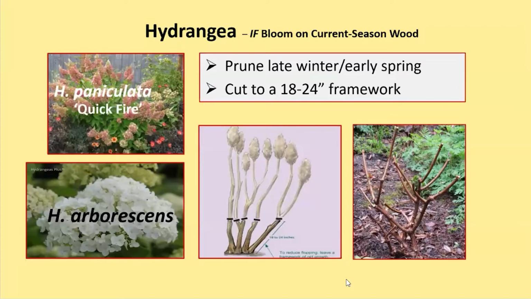And the general recommendation is you prune to a framework, like in this illustration. The picture on the right is my hydrangea paniculata and the framework that I've developed for it. You'll notice the illustration is pretty even in terms of how high the framework is, and mine is uneven. That's because my garden style is more relaxed, so I did not want something that looks totally uniform. So this suits me.